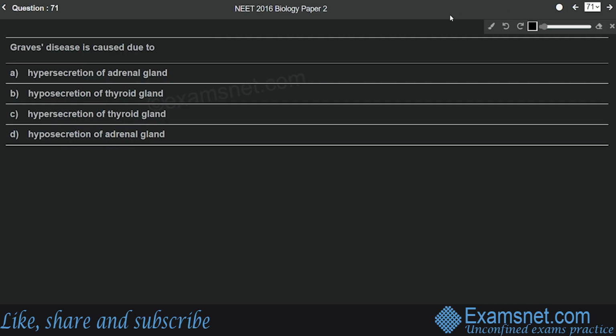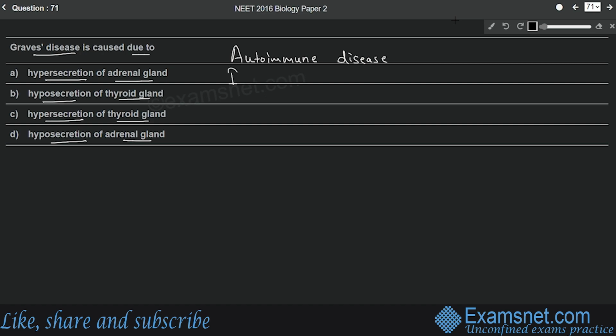Question number 71 is from the chapter Chemical Coordination and Integration, and the question is Graves' disease is caused due to, options are hypersecretion of adrenal gland, hyposecretion of thyroid gland, hypersecretion of thyroid gland, and hyposecretion of adrenal gland. So what is Graves' disease? It is an autoimmune disease or autoimmune disorder. That means the body is unable to differentiate between the self and non-self cells, or the immune system of our body is unable to do so, and due to that it attacks its own cells. So in Graves' disease the immune system attacks the thyroid gland of the body.